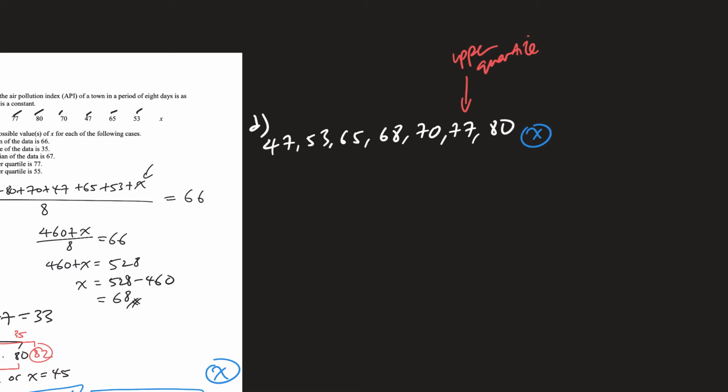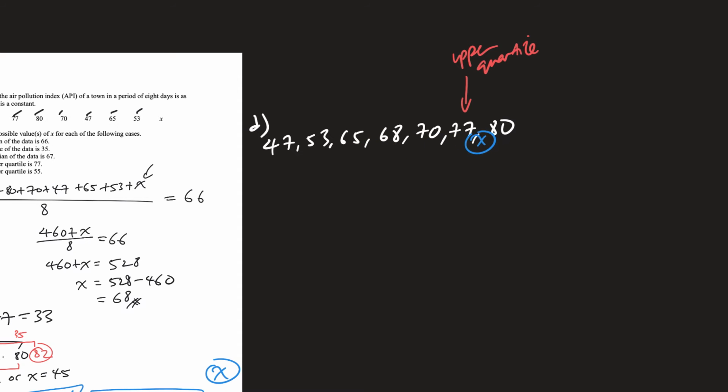And what if x was over here? Then what would you say? You would say that this would be my median, right? And this would be my upper half, and my upper quartile would therefore be in between 70 and 77, and it's still not 77. So that tells me that if you put it anywhere else, you also see that it won't work.